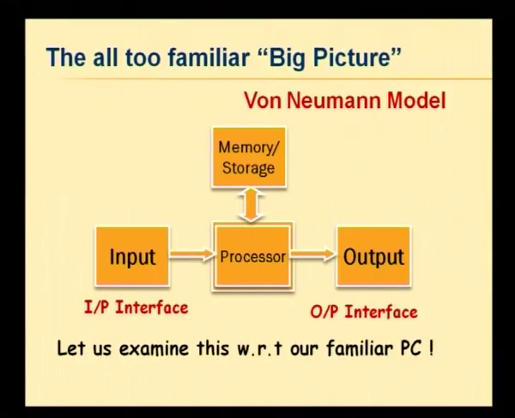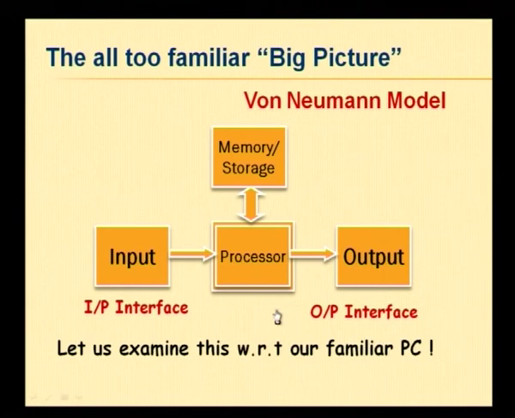So, to look at the familiar big picture that we talk about, this is referred to as the von Neumann model. I am sure most of you will be familiar with this kind of picture of a computer system. We will have an input unit, an output unit, a processor unit, and some memory and storage. The data will come from the input to the processor, which processes it, maybe stores it in memory, and then an output will be produced. There is an input interface and an output interface, which connects the input to the processor and the processor to the output.